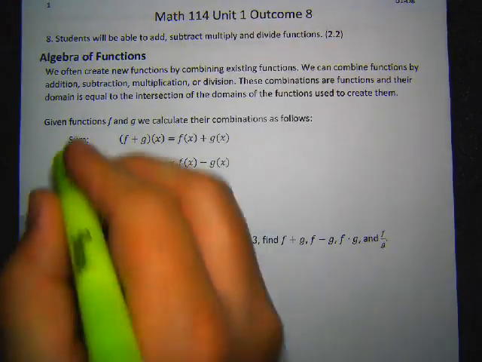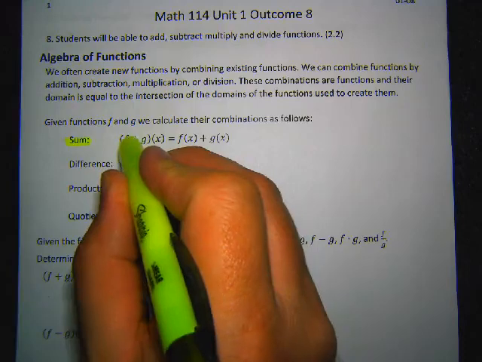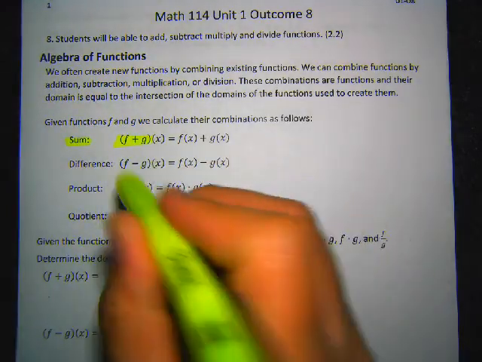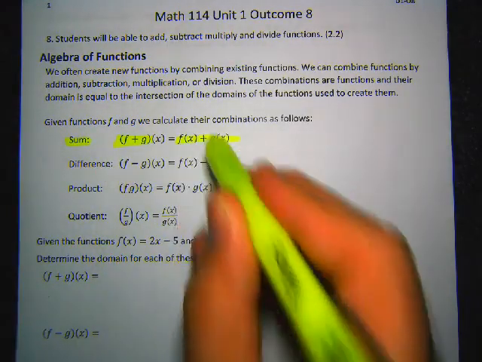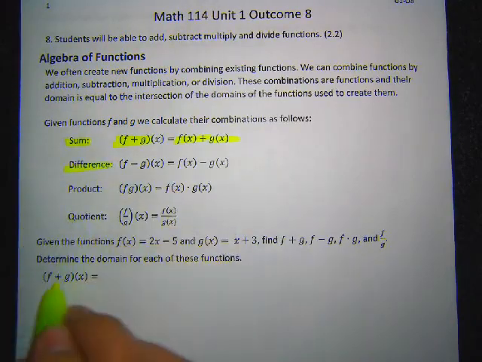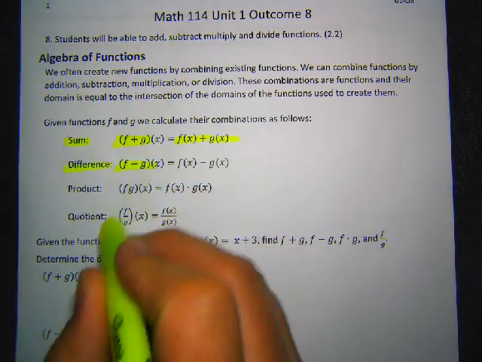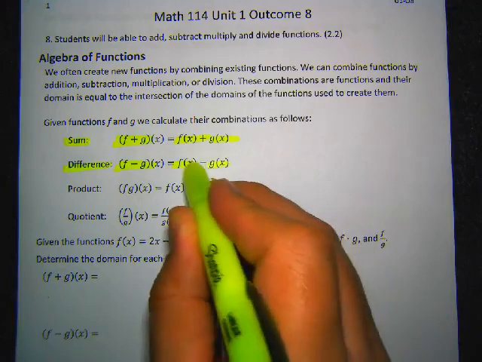So you can have the sum of two functions. You can add them up. So you have a plus. So you'll see it like this, where they put f plus g. It means they want to take the two functions and add them together. You have the difference. So you subtract two functions. That means you're going to take the two functions and subtract them.